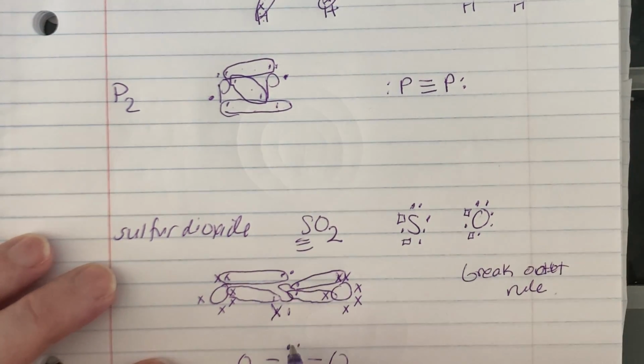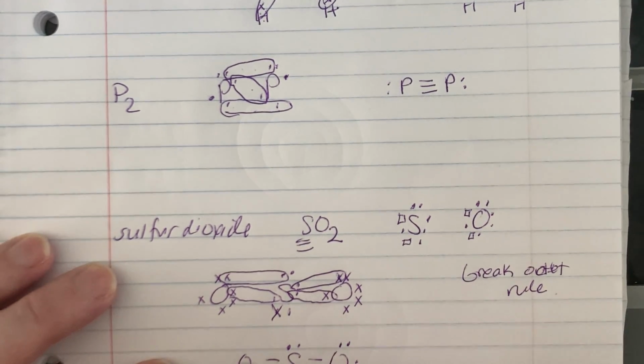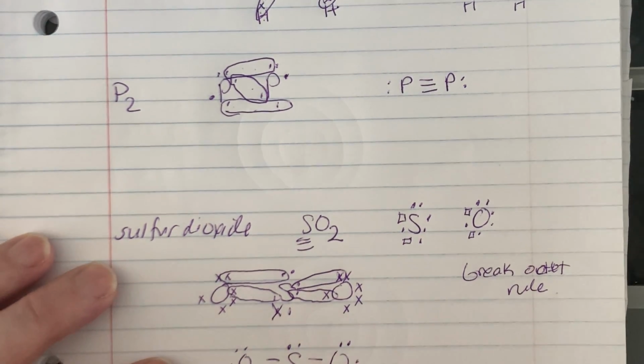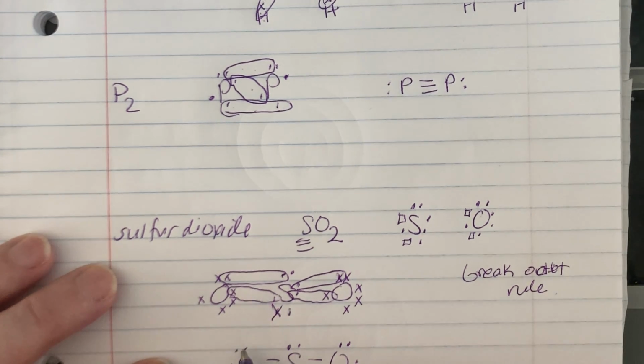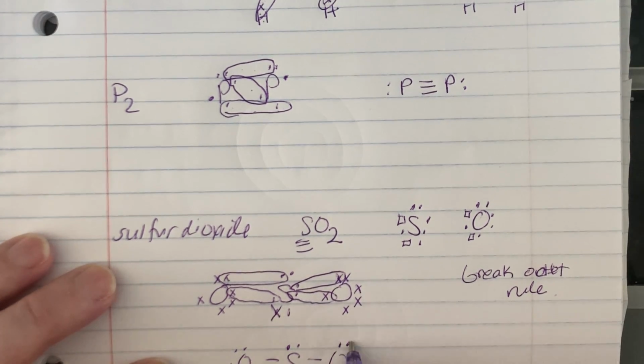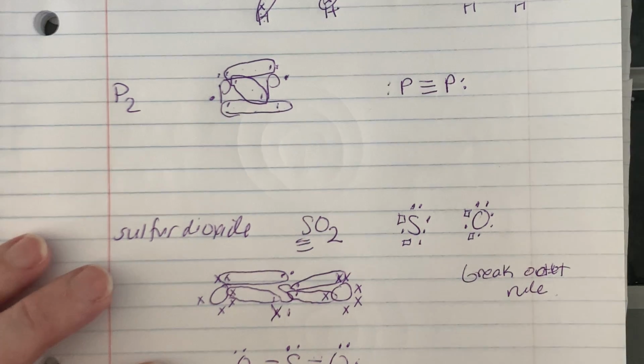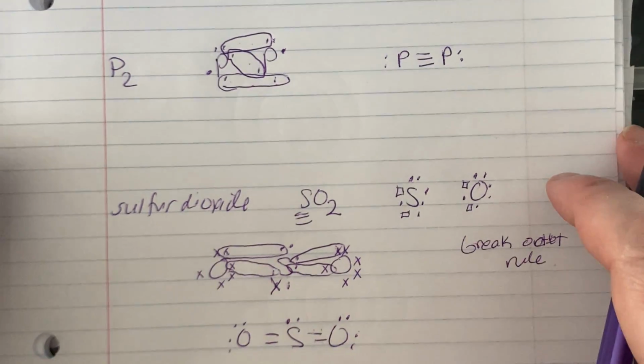Okay, so sulfur in this case has 2 extra dots. Oxygen still has those 2 unbonded pairs of electrons. Oxygen's happy. 1, 2, 3, 4, 5, 6. 2, 4, 6, 8. Oxygen's happy. 1, 2, 3, 4, 5, 6, 7, 8. 2, 4, 6, 8. Sulfur just breaks that octet rule. 2, 4, 6, 8, 9, 10. And that is because he steals from the D block.